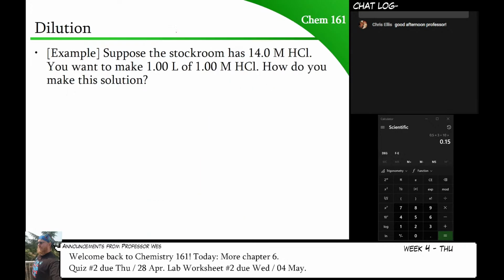So let's do another example here. I want you to make 1 liter of 1 molar HCl, but all I have in the stockroom is 14 molar HCl, because this is what it's sold as. It's sold as concentrated HCl. How do I make this solution?